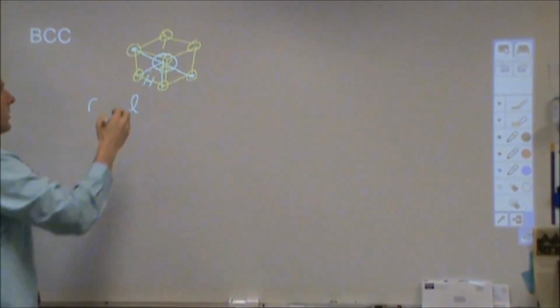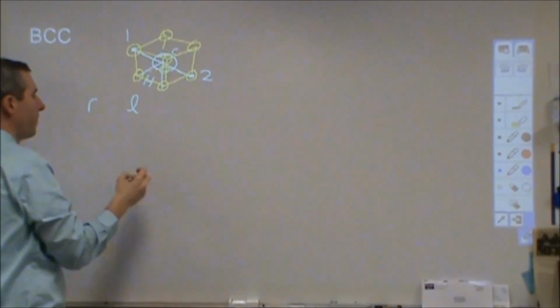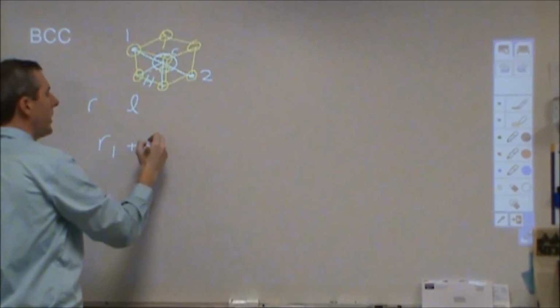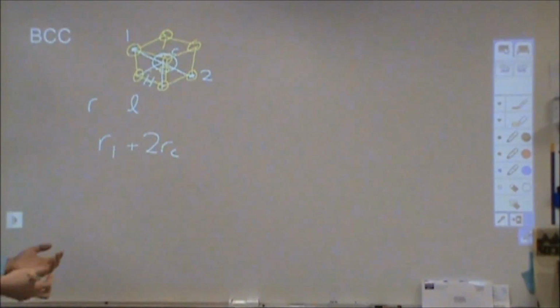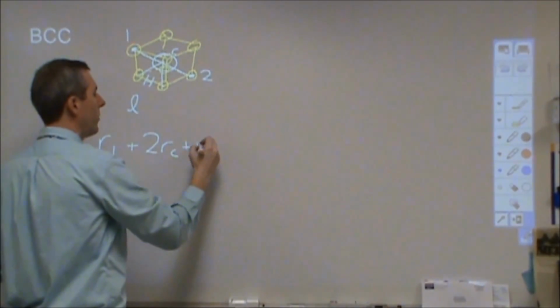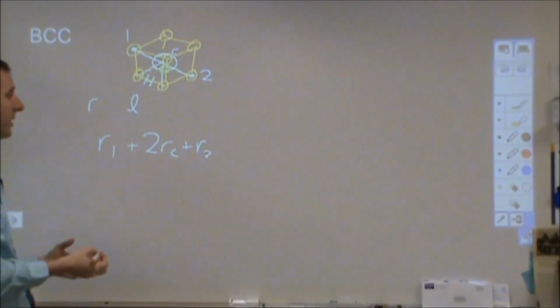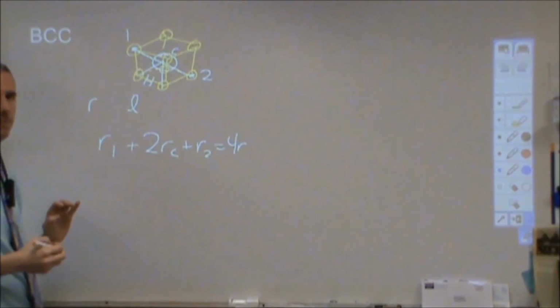Now, let's call this atom 1, let's call this the central atom, and then this atom 2. So what we'd have there is we'd have the radius of atom 1, we would have 2 times the radius of the central atom, or the diameter of the central atom. And then we would have 1 radius of the second atom. Now, if all of those atoms are the same atom, in the case of a metal, that adds up to 4 times the radius of the metal.